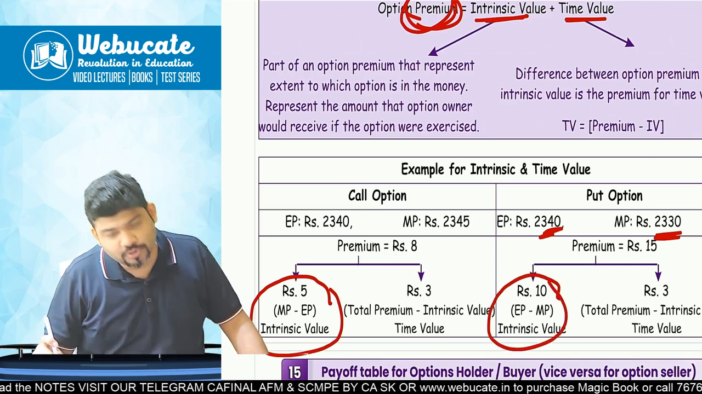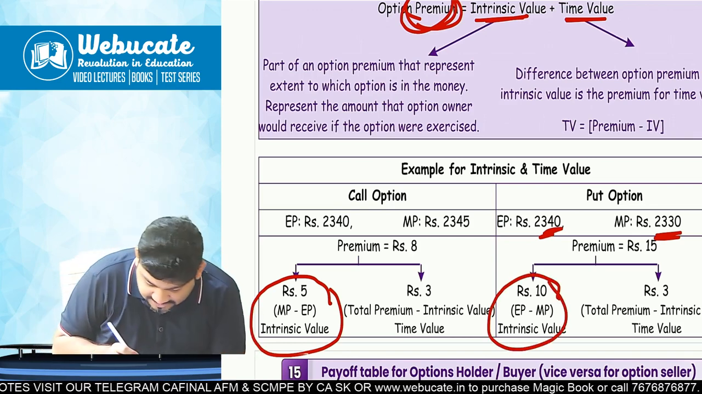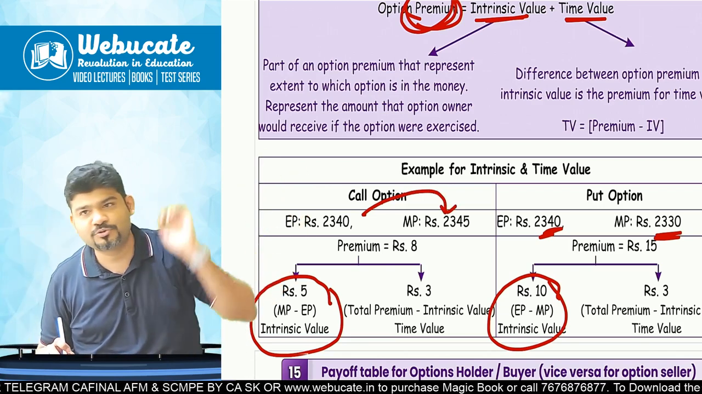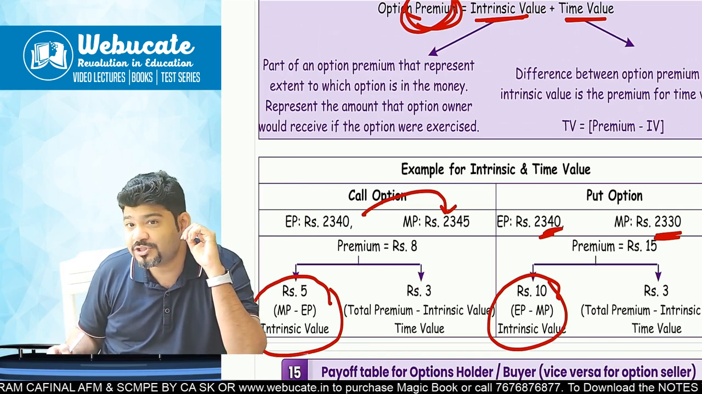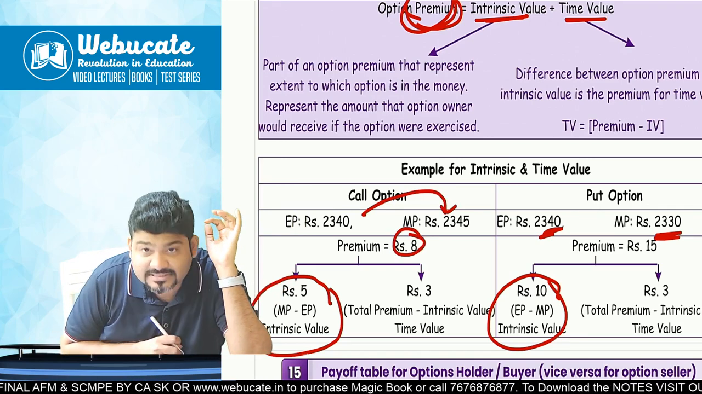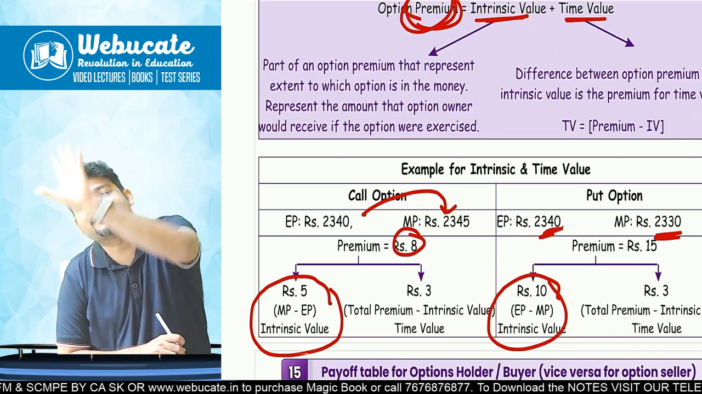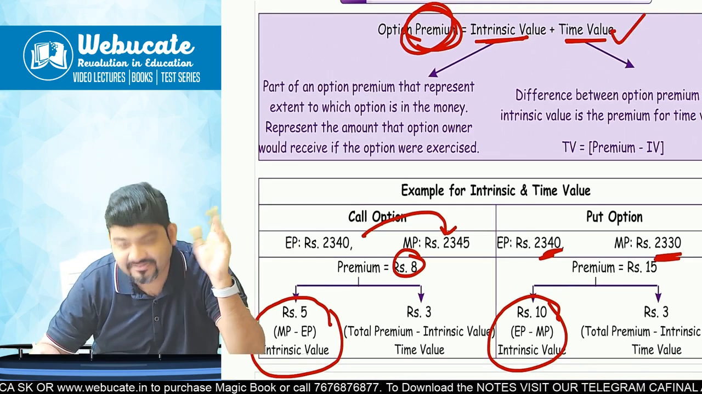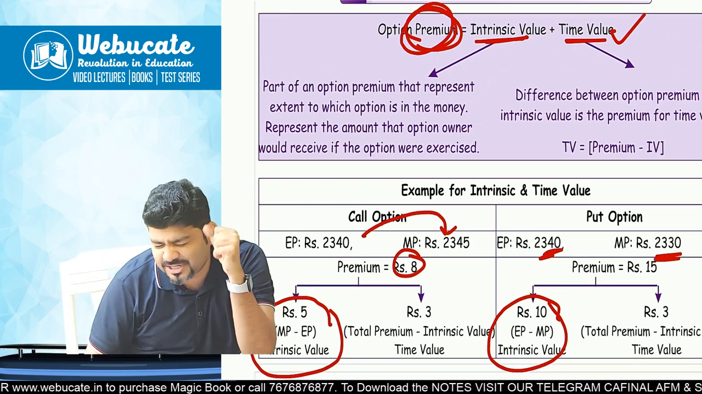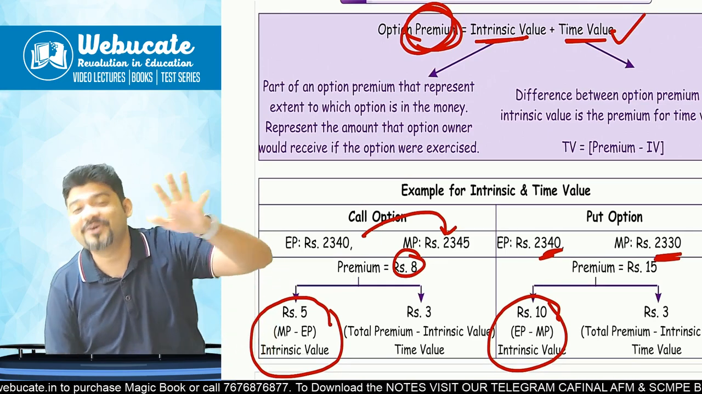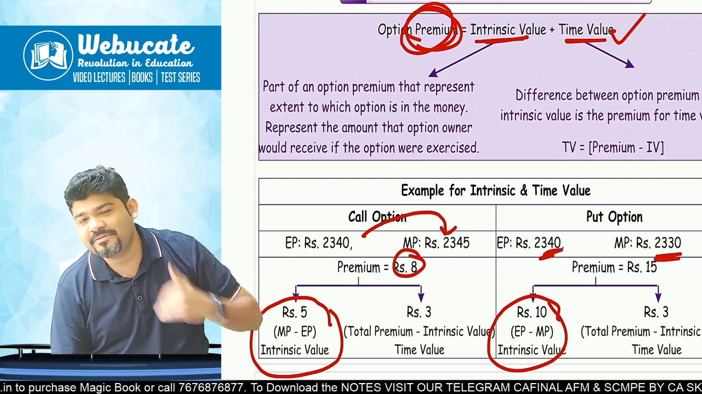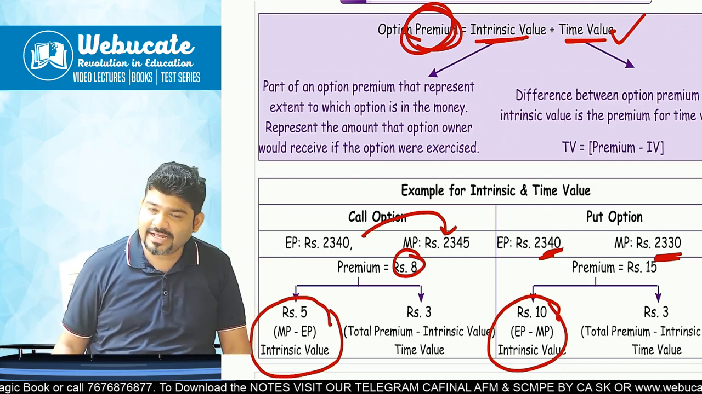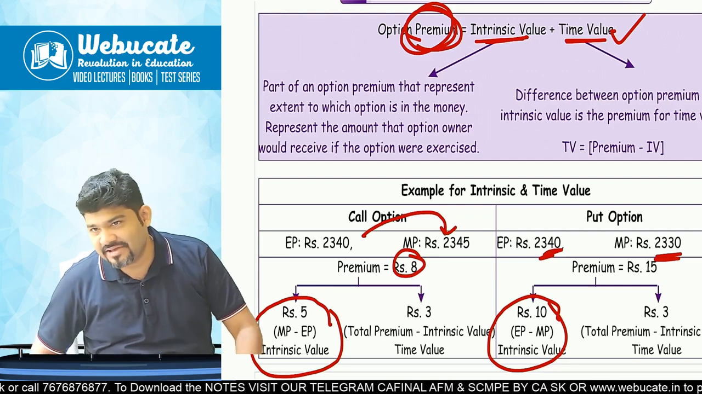But suppose now you see that premium. 5 rupees we understand, because 2340, 2345, so 5 rupees is the premium. But instead of that, suppose our premium is 8 rupees, then 3 rupees extra. That 3 rupees extra that you are paying is called the time value. So the premium that is justified will become your intrinsic value. Any additional premium that the market is taking from you is called the time value. Got it, guys? The concept of intrinsic value and time value in premium.